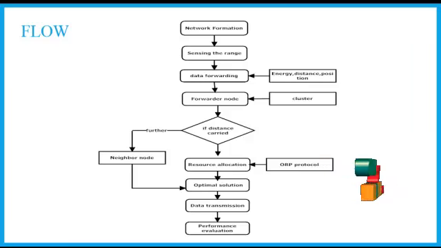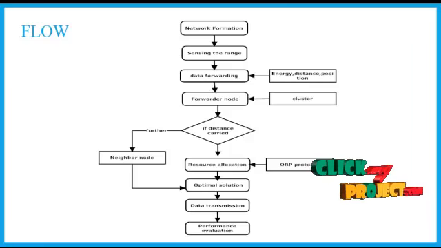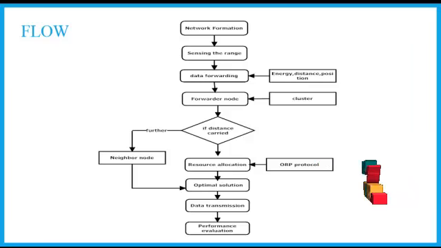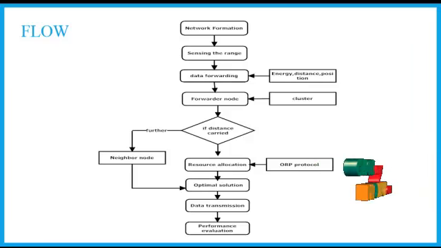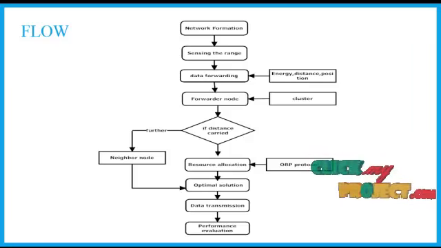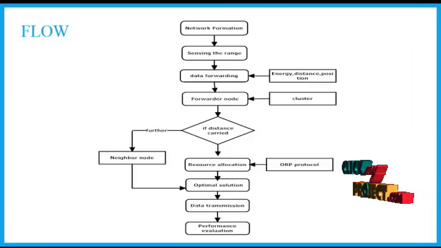Then the resource allocation using the ORP protocol, that is our optimal resource allocation protocol, is done here. Once the path is identified, we send the data along the path via the neighbor nodes. These neighbor nodes are called the volunteer nodes. So the data transmission is done on the cluster head as well as the volunteer nodes. Then we analyze the performance based on throughput, packet delivery ratio, energy, and delay.